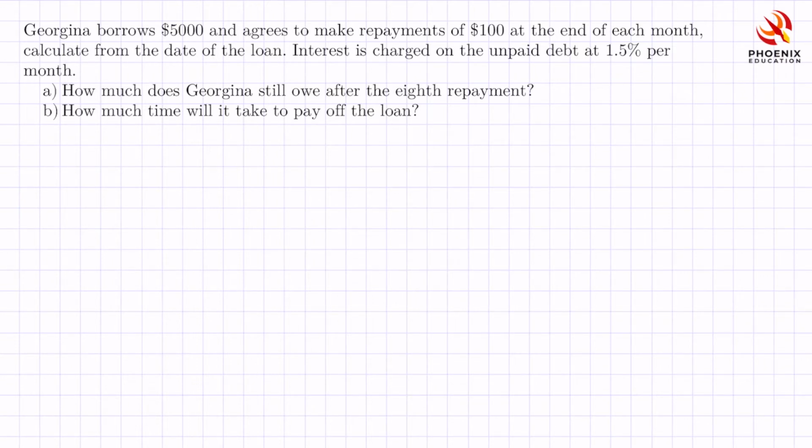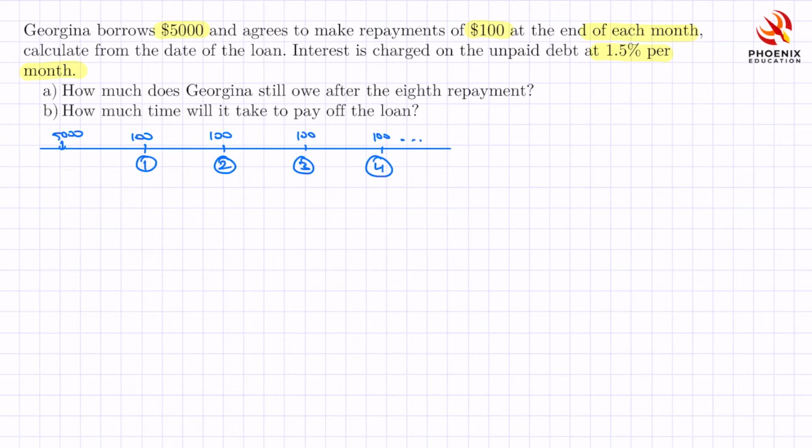To understand how to do these questions, we need to understand how loan repayments work. In this question, Georgina borrows $5,000 and pays $100 at the end of each month, and she's charged interest at 1.5% per month. Let's draw a quick timeline so we can visualize what's happening. Now you can see the intervals where she pays.